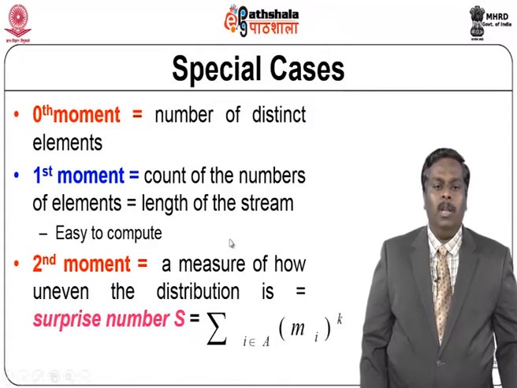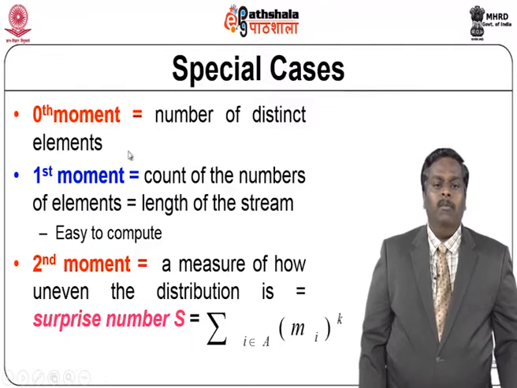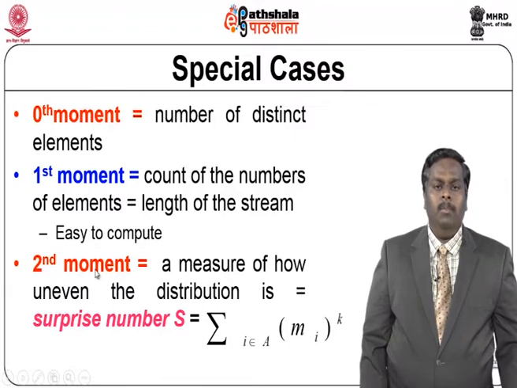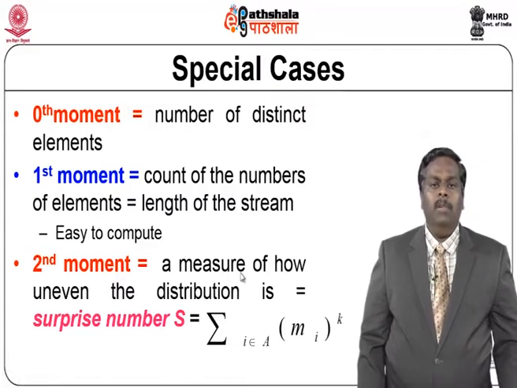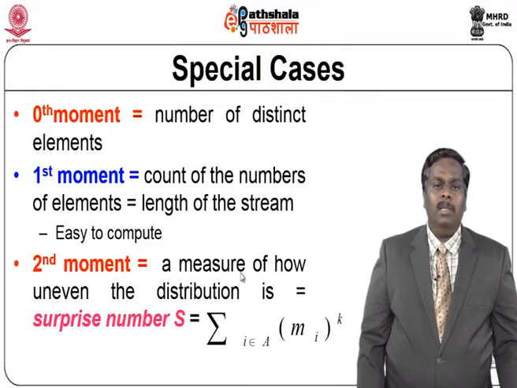Now, what is so important about these moments? Every moment, like the 0th moment, the first moment, the second moment, actually conveys some information about the data. The zeroth moment, as already mentioned, indicates the number of distinct elements. The first moment indicates the length of the stream, and the second moment indicates the uneven distribution of the elements in the given data. So, statistically, when you want to understand the elements of a given data stream, then estimating the moments becomes very important.